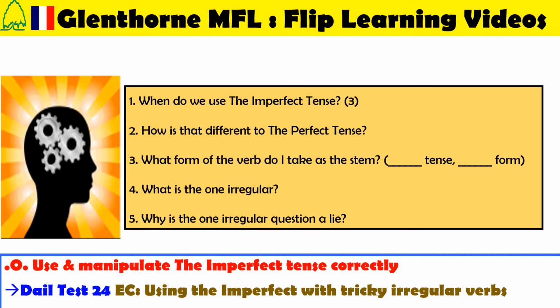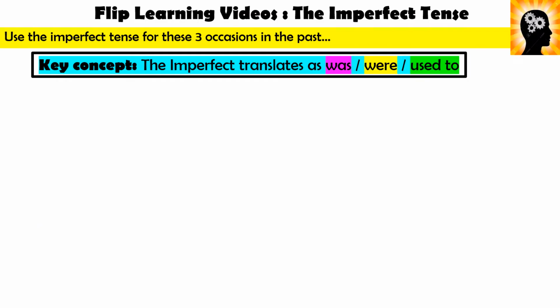Voila, here they are then, 5 key questions. Like always, pause the video now, look through these key questions, see if there's any you can answer, and then restart and go through it all. Okay, let's start with when do you use the imperfect tense? Really important this. This is what you must know. The 3 occasions you need to do is whenever you want to say was, were, or used to, you need to use the imperfect tense.